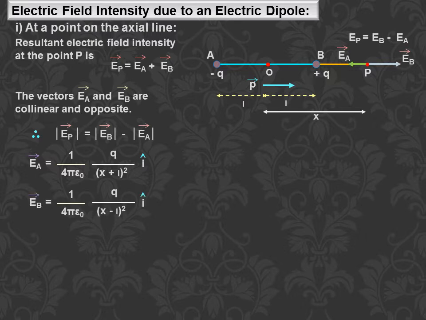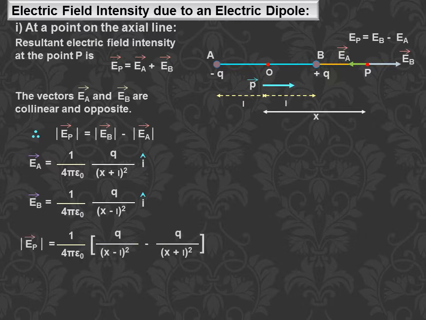Therefore, we can find out the electric field intensity due to minus q charge at point P, which is taken as EA equals 1 upon 4 pi epsilon naught, q upon (x plus L) whole square. This is the distance from A to P. And i cap is the unit vector along x-axis.